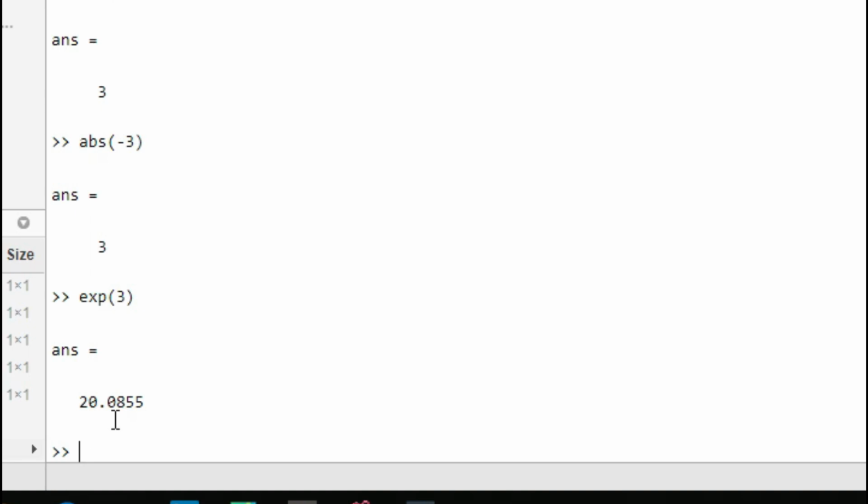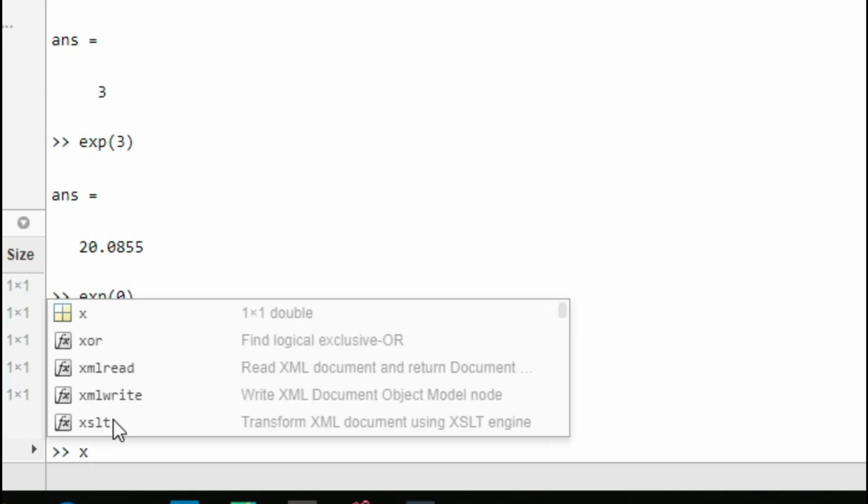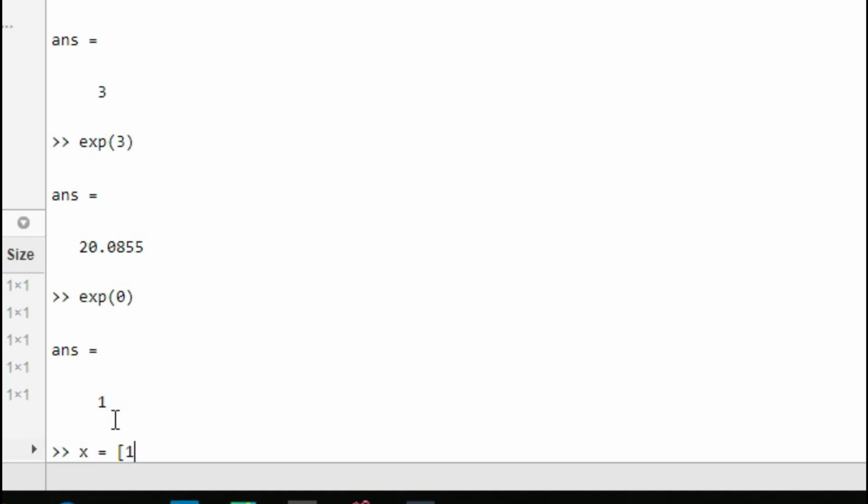It gives 20.0855. And let's check exp of 0. E to the power 0 is 1. We know that. So it gives 1. So we have set x equal to [1, 2, 3, 4], which is a matrix.